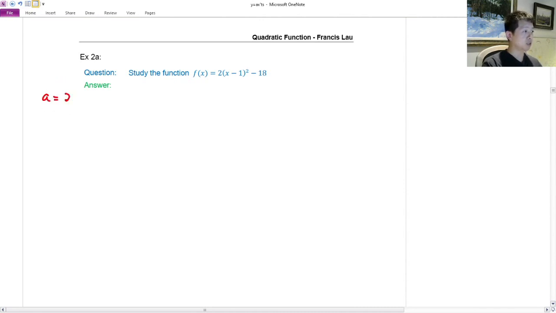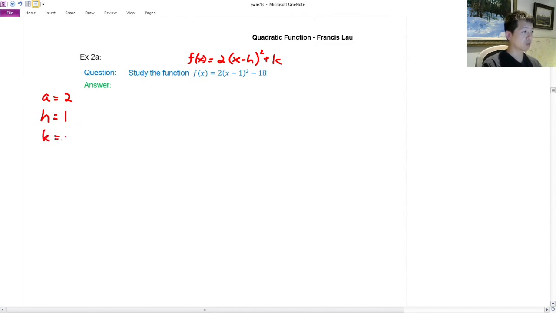My a here is basically 2, h is 1. As always, the opposite sign, because the equation is basically 2 times x minus h squared plus k. So the equation has the negative in it, so my h here is actually positive. So it's always the opposite sign of what we see from the equation.